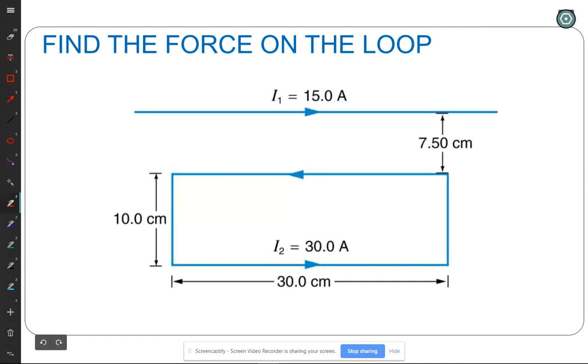So here's our first problem. And I'm going to do this problem myself, and then the next problem I'm going to give to you guys. So find the force on the loop. And when you look at this, what you should note is I have current 1 going through the top wire, and then I have some magical system with current 2 going through the loop down below. I say magical system because there's no power supply or anything. It's just showing the currents.